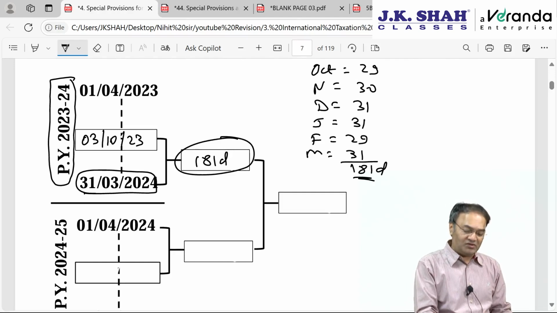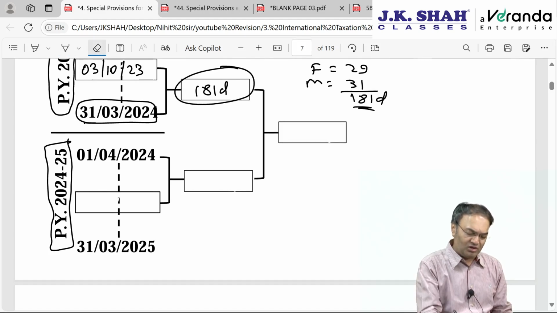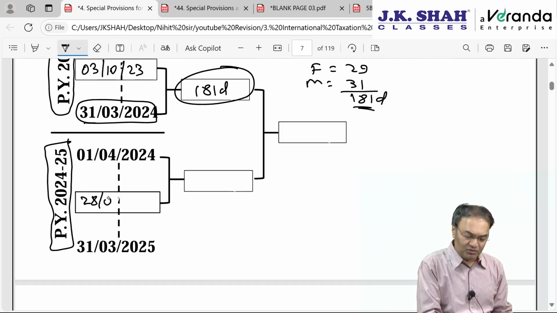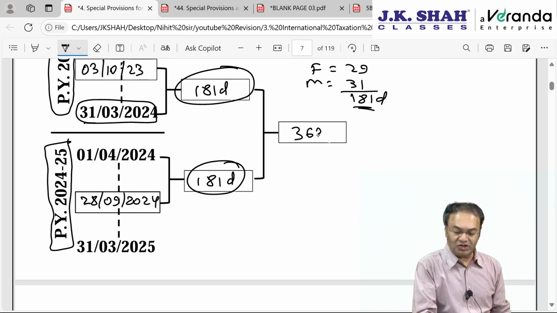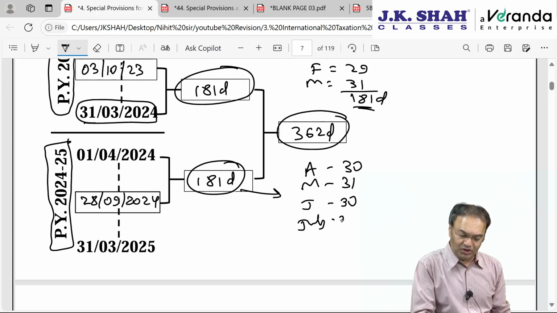And then in the next financial year, that is the current financial year 24-25, he should leave India on, let's say, 28th September 2024. Again he would be in India for 181 days, totaling 362 days, you can calculate it, which is almost 1 year, a little less than 1 year. 181 how? April 30 days, May 31 days, June 30 days, July 31 days, August 31 days and September 28 days.